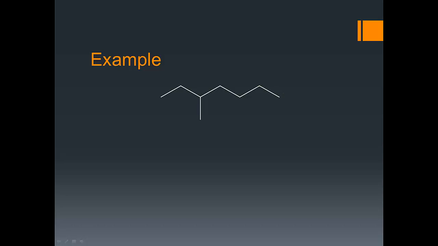Now, which end do we number from? We want to number from the left-hand side because that's closest to the substituent. But what is this substituent called? It's a single carbon alkyl substituent, so that is a methyl group. So if we're numbering from the left, 1, 2, 3, 4, 5, 6, 7, and in the 3 position we have a methyl substituent. So this is called 3-methylheptane.